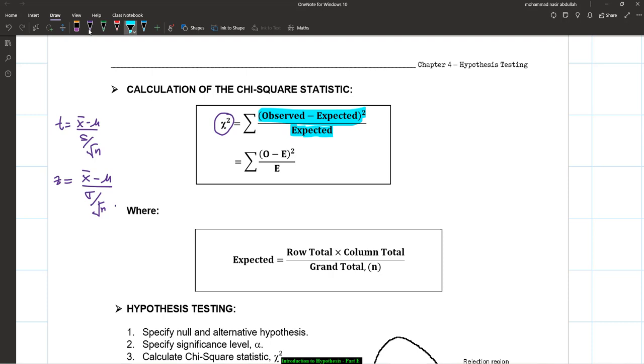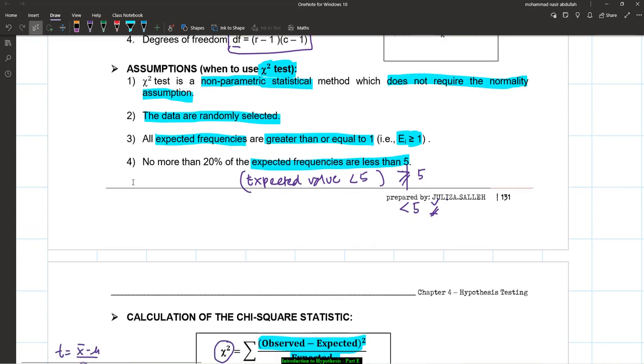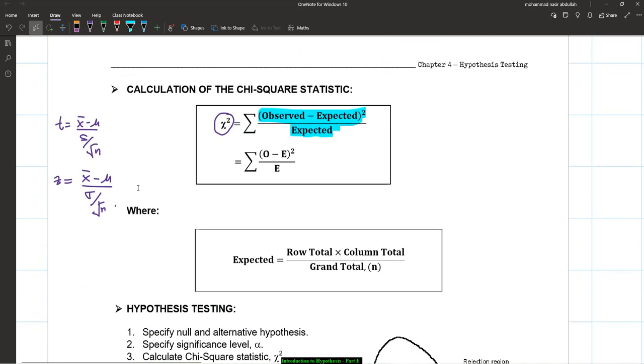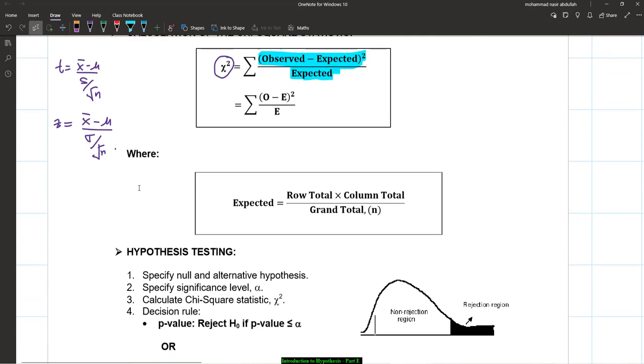So this is the formula for the chi-square distribution, right? Since we are talking about expected value in the assumption, the expected value less than 5 should not be more than 20%, right? I think this was wrong, this should be 20%. So since we are talking about expected value, to calculate the expected value, row total multiplied by column total divided by grand total. This is the formula for expected value for each cell, right?